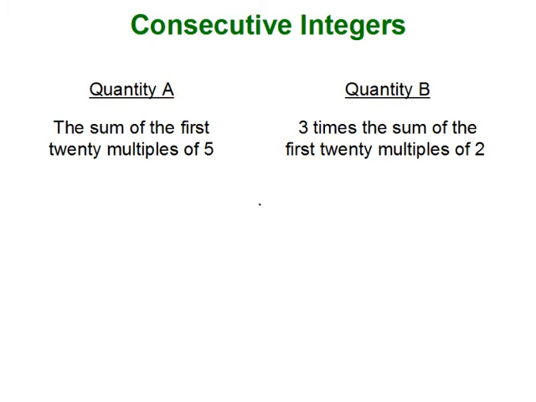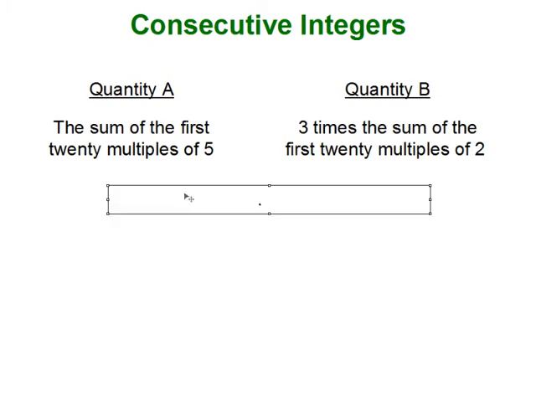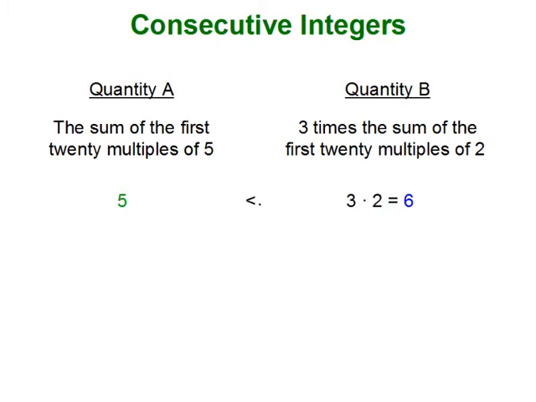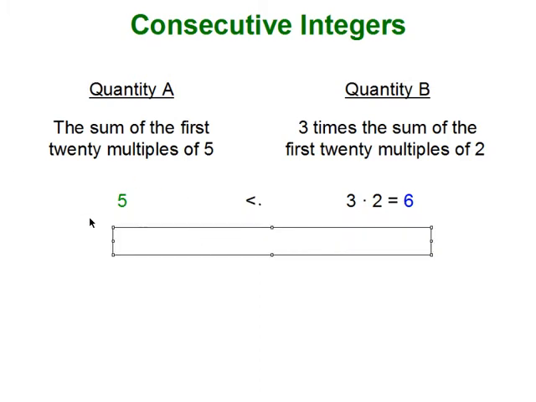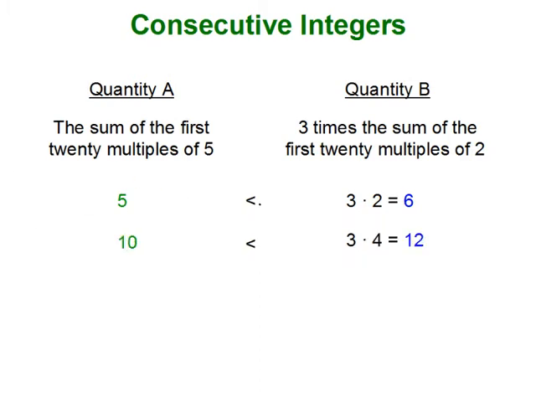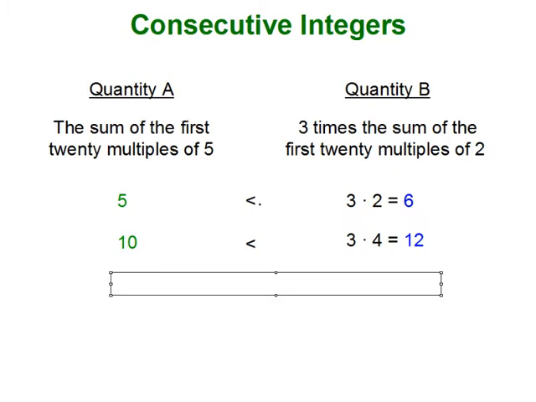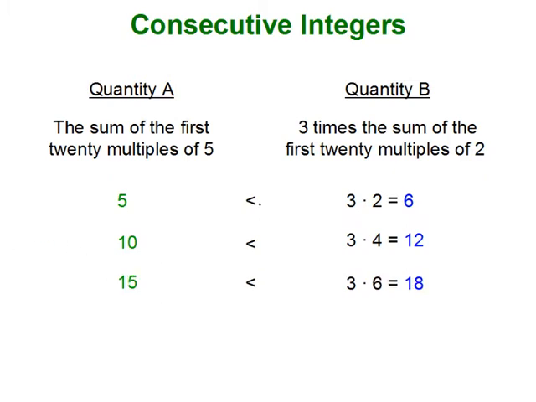What that would look like is, well, clearly the first term is simply going to be 5 in column A. And for the second term, we're going to have 3 times the first multiple of 2, which gives us 6. So the second one is bigger. With the second term, we're going to have 10 on the left, and we're going to have 3 times 4, the second multiple of 2 on the right, which is, again, bigger. For the third term, we're going to have 15, and then we're going to have 18 on the right. You might see a pattern here.